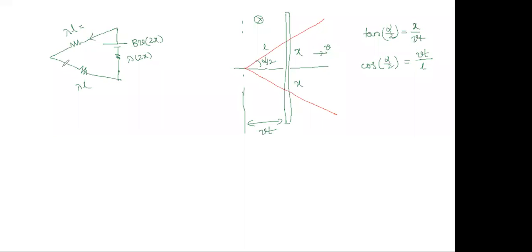So now it is the current I. Total resistance we can write as lambda L plus lambda L plus lambda into 2x. Substitute L and x in terms of T. Alpha is a constant.